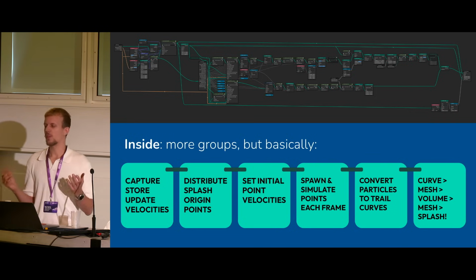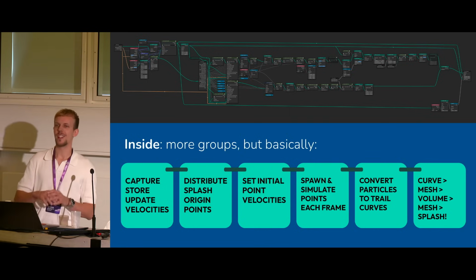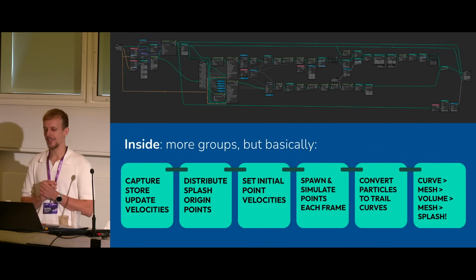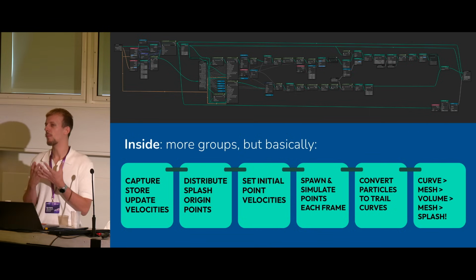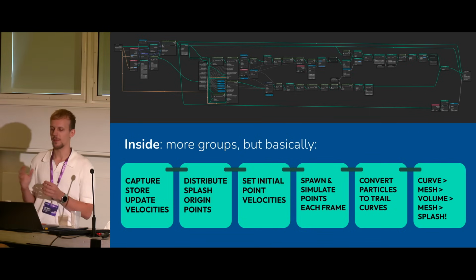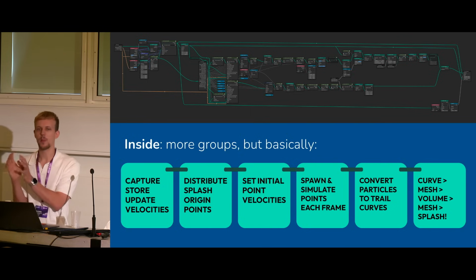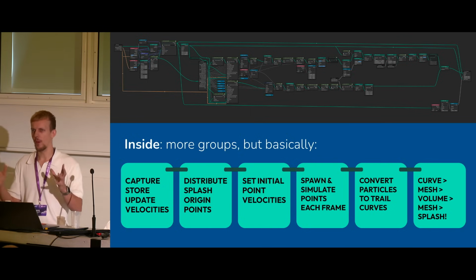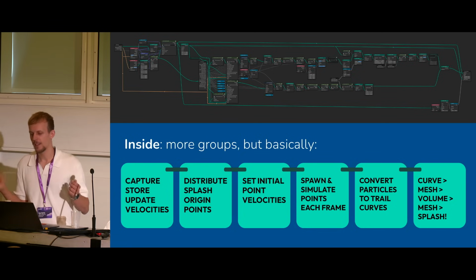We then distribute some splash origins on a mesh that's not the boat, and I'll explain why later. Then we set some initial point velocities where we spawn particles, right? So we have to actually get the velocity of the boat, for example, into the particles as well, so they move with the boat and don't get left behind.